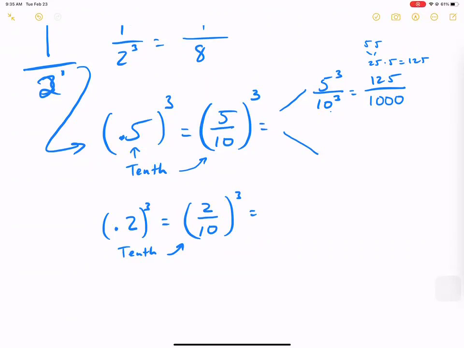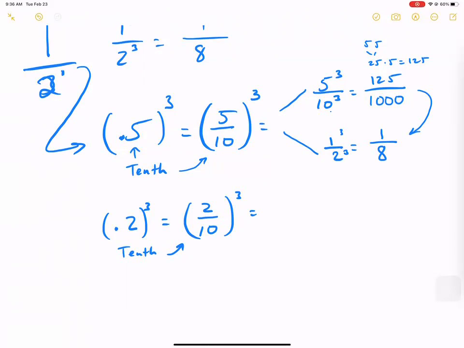What if I reduced? 5 over 10 is the same as 1 over 2, cubed. And that's going to be 1 times 1 times 1 is 1, over 2 times 2 times 2 is 8. Turns out 125 over 1000 and 1/8 are actually the same value.